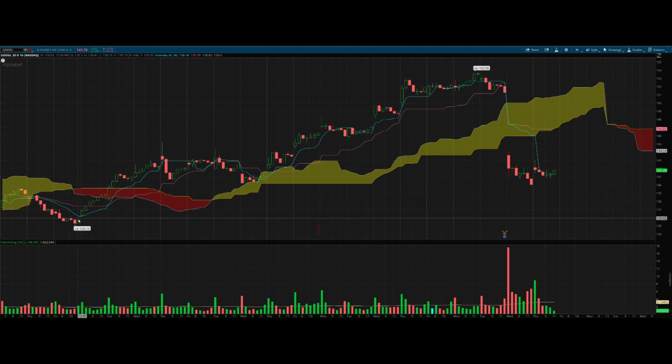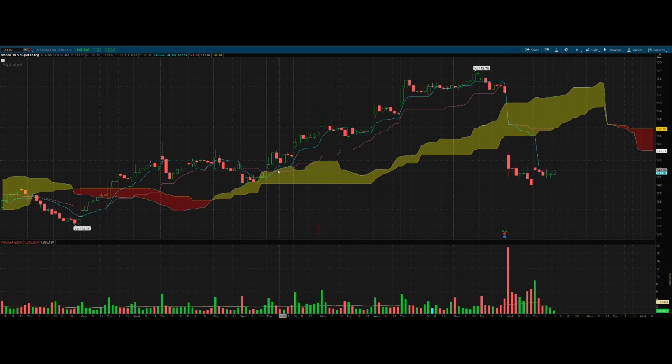So every time price is above the cloud, it's a buy signal. Below the cloud, it's a sell signal. Within the cloud, no trade zone. I hope it's clear. I repeat, above the cloud buy, below the cloud sell, within the cloud neutral.